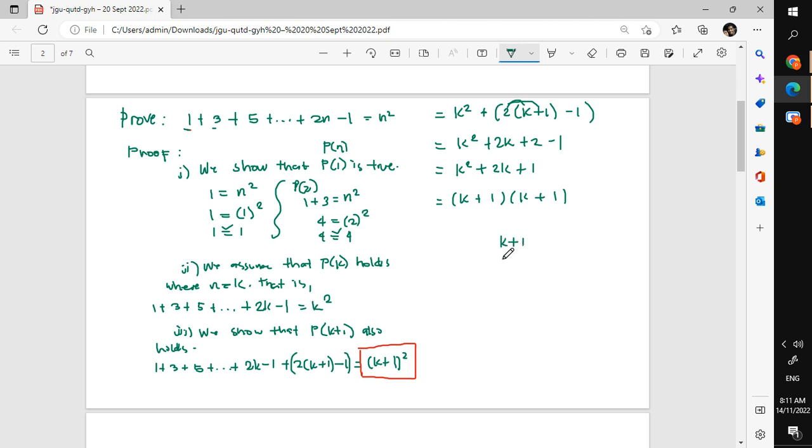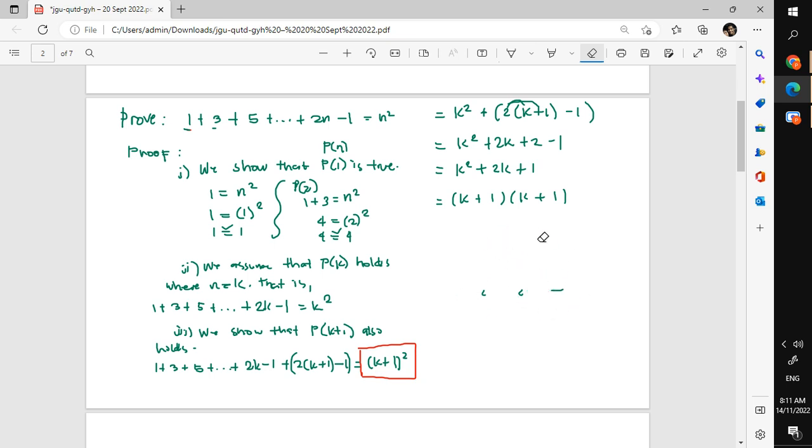So we have k plus 1 times k plus 1. k times k is k squared. k times 1 is positive k. 1 times k is positive k. 1 times 1 is positive 1. Combining these two, this is 2k. We have k squared plus 2k plus 1. So we still have the same trinomial. That means our factor is correct.